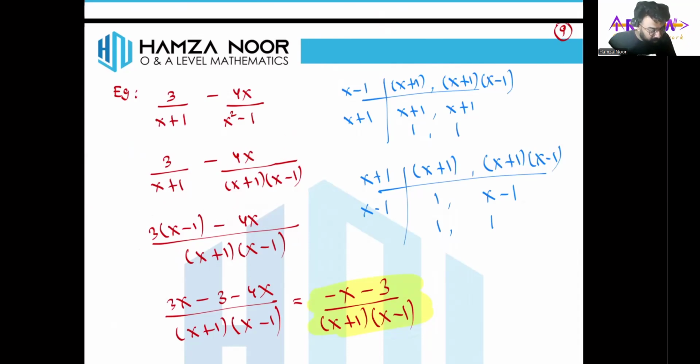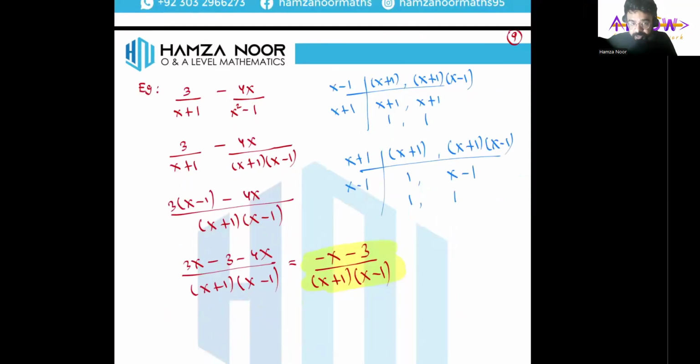So 3x minus 3 minus 4x divided by x plus 1 times x minus 1. So 3x minus 4x is minus x, and then here we have minus 3. So minus x minus 3 divided by x plus 1 into x minus 1. This is supposed to be your answer.